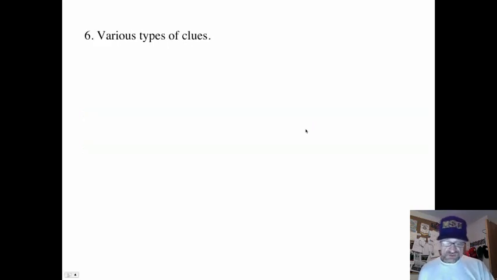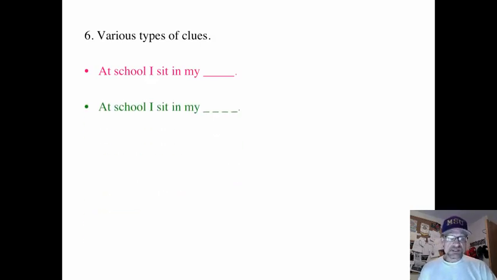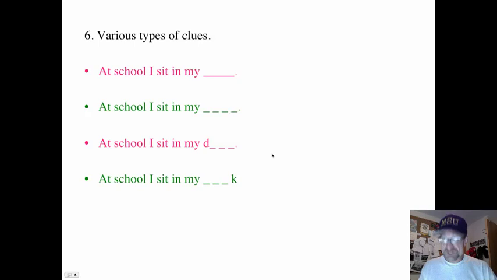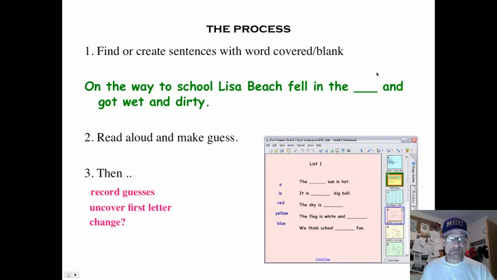When you use cloze, you simply have a sentence with a word missing. There are 4 types of clues that you can give. At school, I sit in my blank, and we ask students, what word makes sense there? We can sometimes give them space clues. I do not like this as much because it depends on students knowing the spelling of the word. At school, I sit in my d. Sometimes I give them 1 letter, or sometimes I may give them the last letter. Different types of clues. I usually use that one up there.